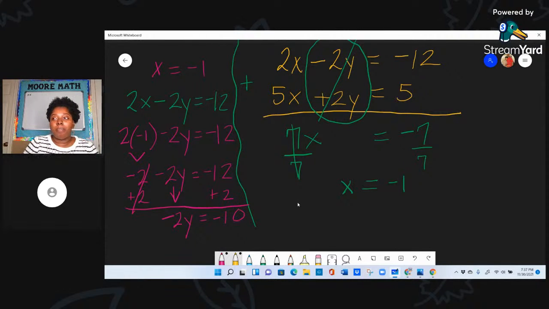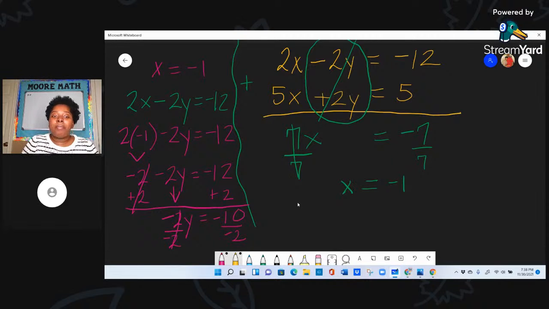And now what do I do? Divide. By? Negative 2. Good, just negative 2, okay? So we don't want to get rid of the y. We just want to get rid of that negative 2, okay? And y equals? 5. Good.